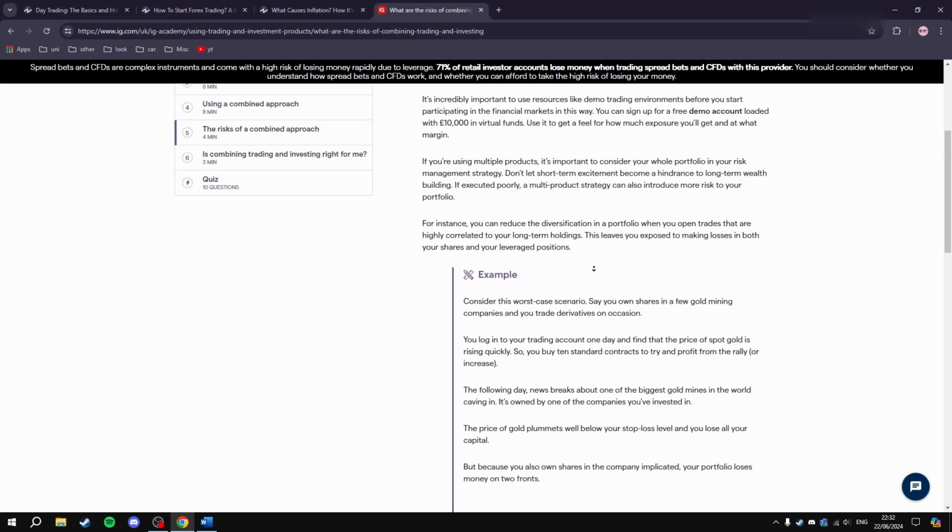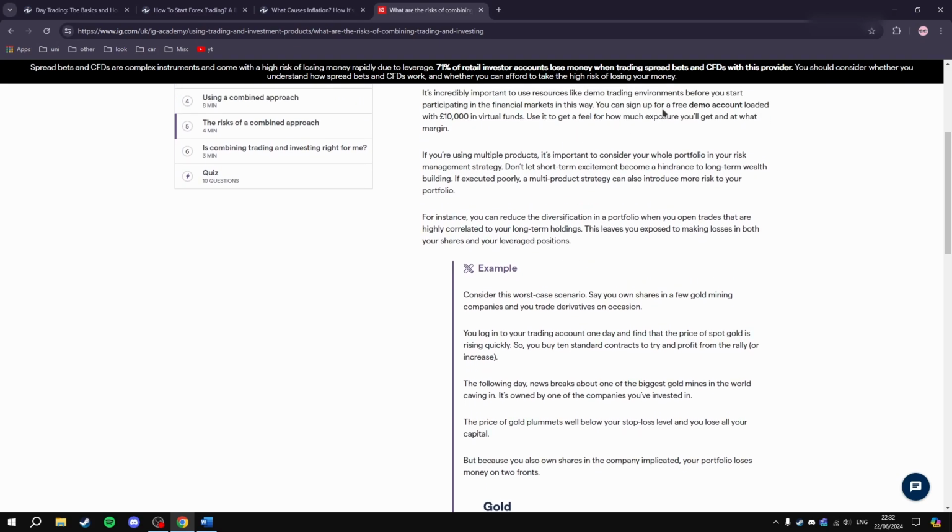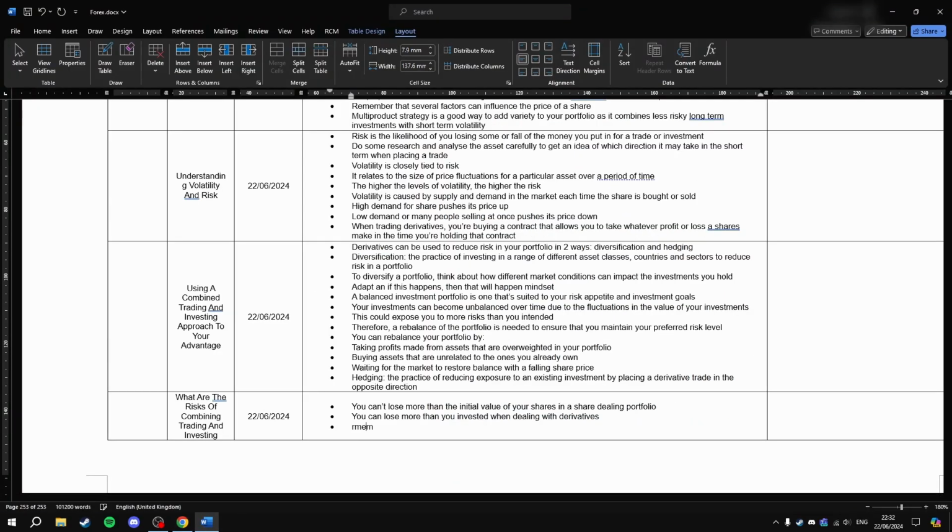It's incredibly important to use resources like demo trading environments before you start participating in financial markets. In this way, you can sign up for a free demo account loaded with £10,000 in virtual funds. Use it to get a feel of how much exposure you get and what margin. Remember to start with a demo account.